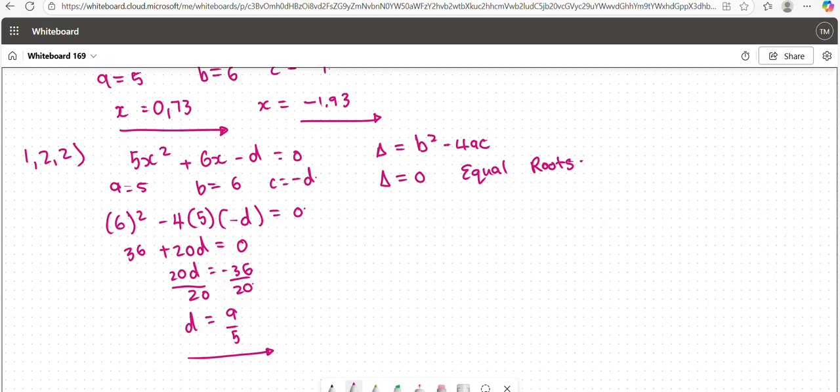Oh, actually, it's a mistake here. I'm noticing now. I forgot the negative. Do you see I'm dividing a negative 36 with a positive 20? It should be a negative 9 over 5. Sorry about that. It should be a negative 9 over 5.